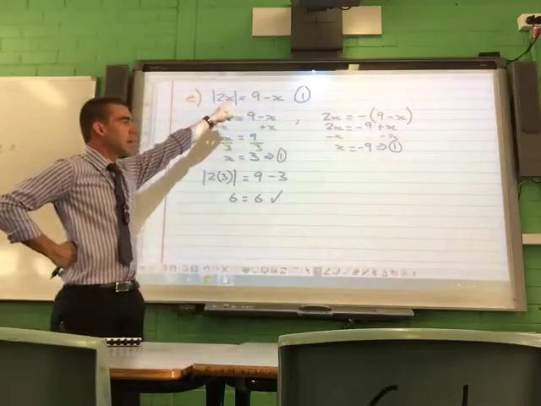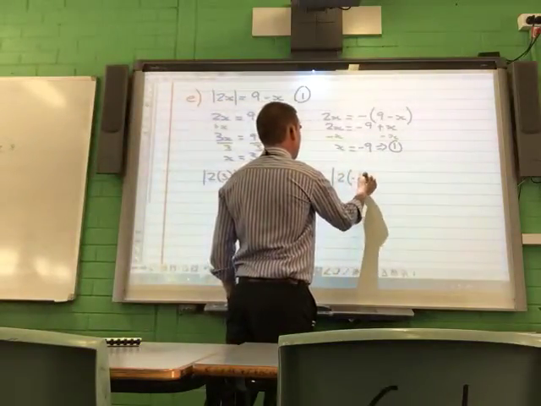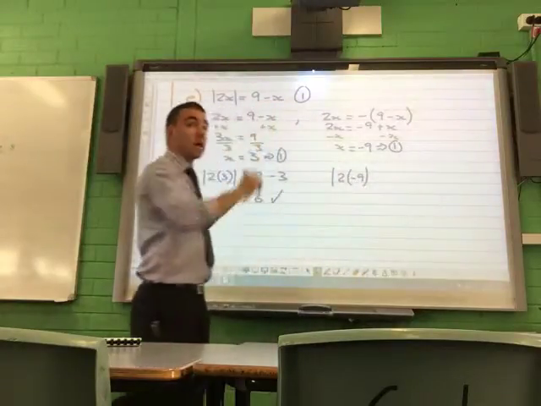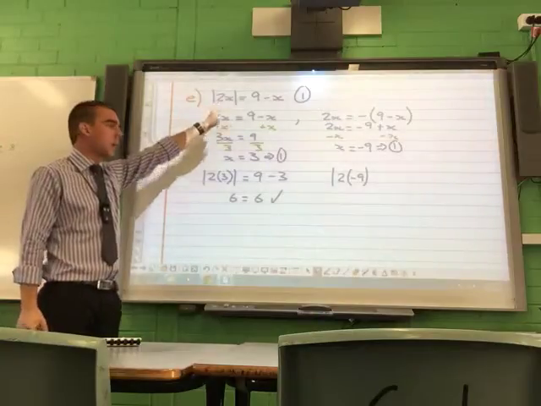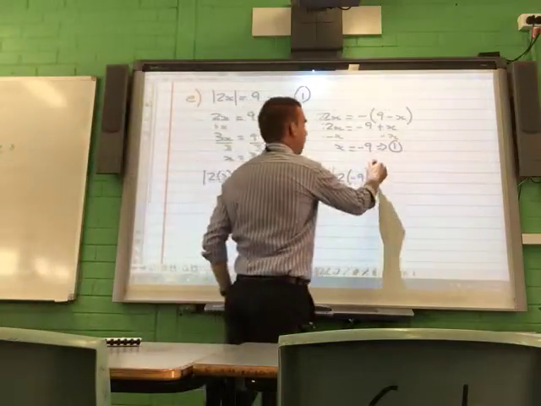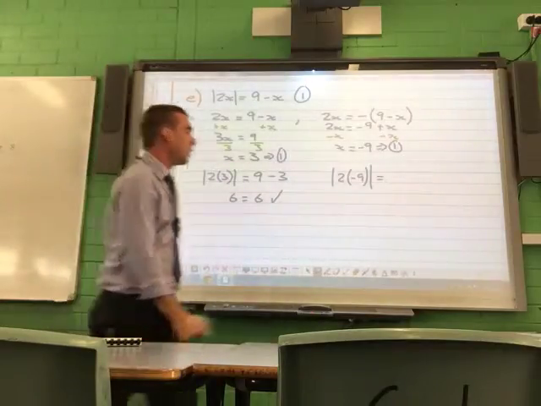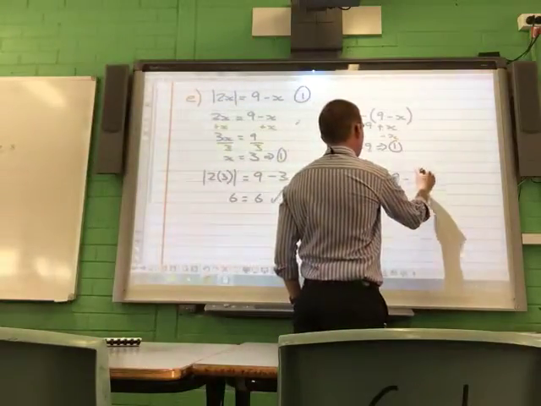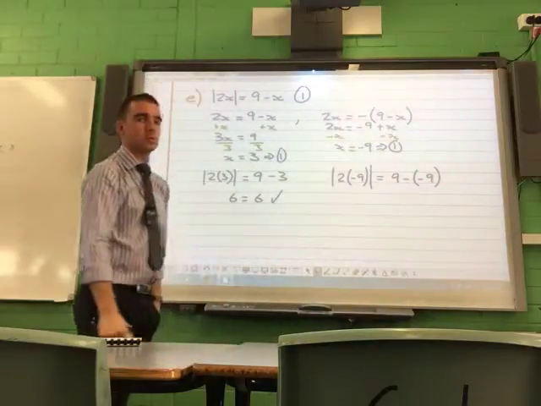We need to substitute negative 9 for x into the equation there. So 2 outside of negative 9, so this is a multiplication, it is not a subtraction. This is 2x, 2 times x, 2 times negative 9, equals 9 take away negative 9, okay? You need to add the sign as well.